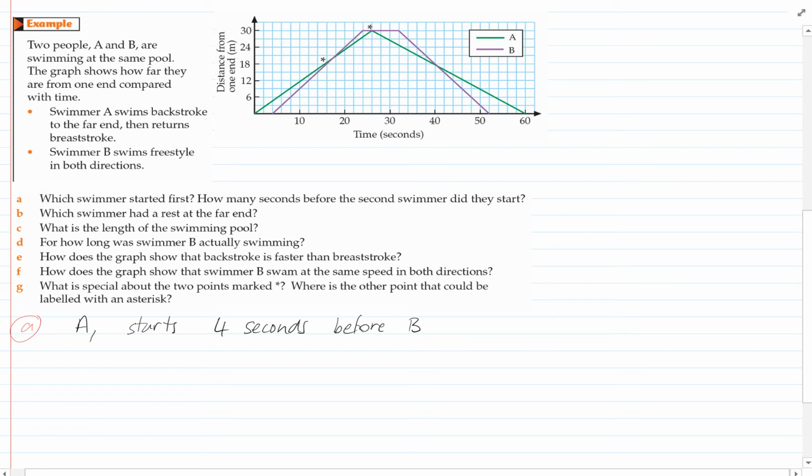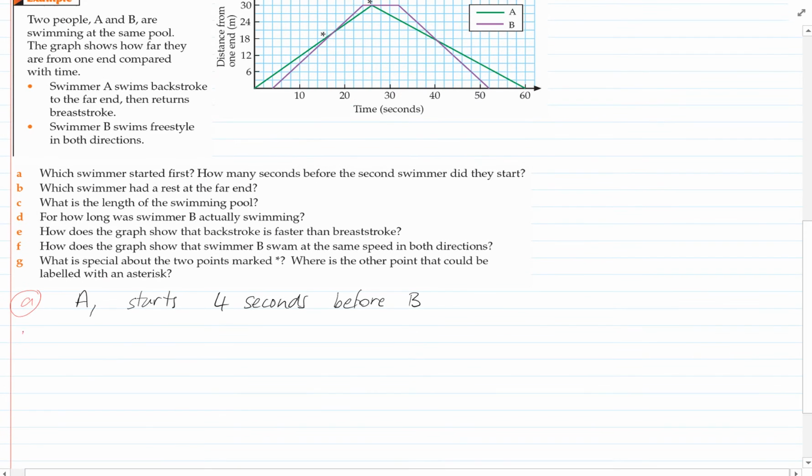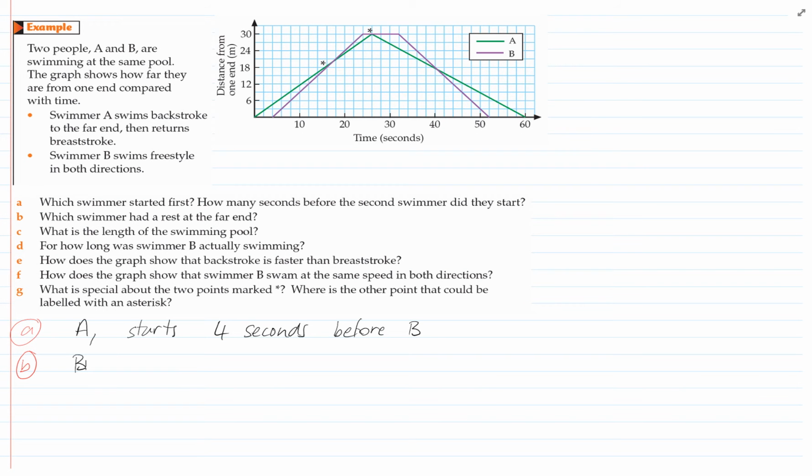Okay, the next question says, which swimmer had a rest at the far end? So we're looking for flat parts in the graph, and we can see here that B has a flat part. And so we can write for question B that swimmer B had a rest. Okay, what is the length of the swimming pool? And so the furthest distance they got along was 30 metres, so the length of the swimming pool must be 30 metres. And that's our answer for question C.